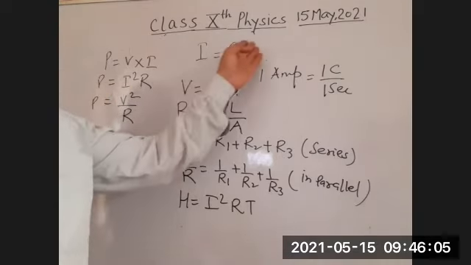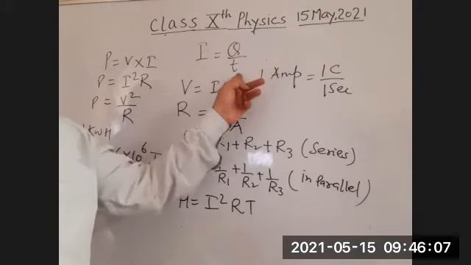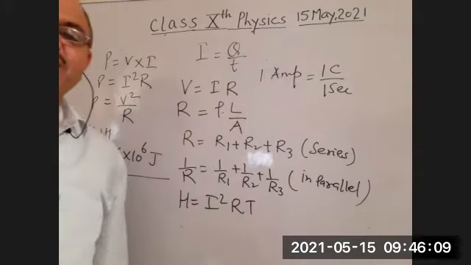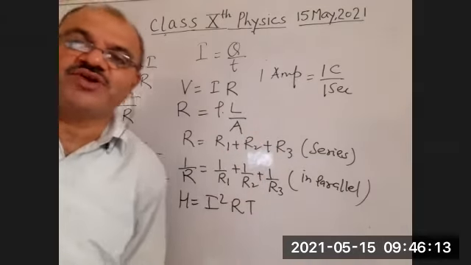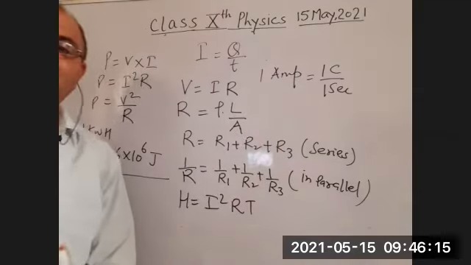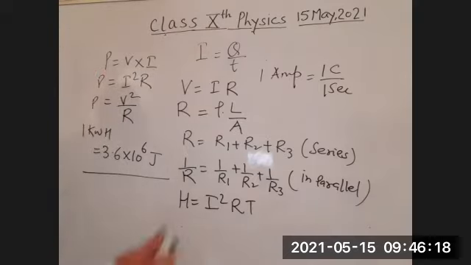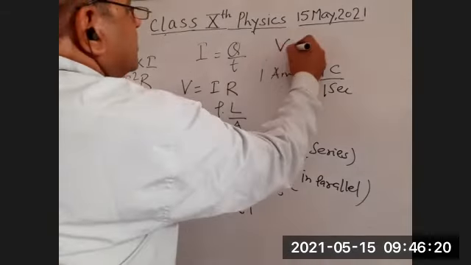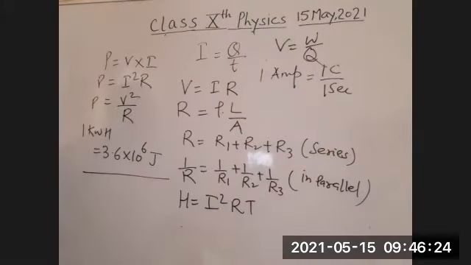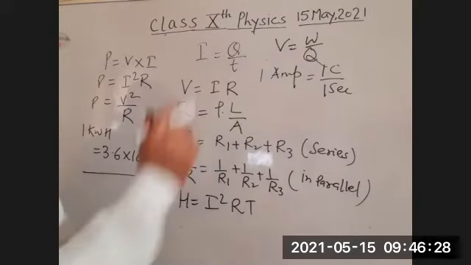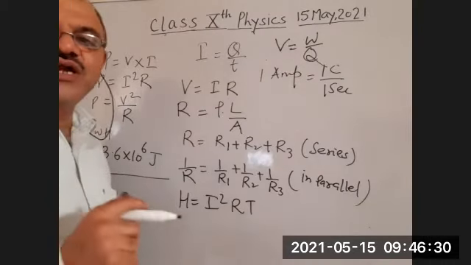Current is equal to charge by time, and the SI unit of current is ampere. Another formula we have studied is V is equal to W by Q for calculating the potential difference. Potential difference is the amount of work done in bringing a unit positive charge from one point to another point.